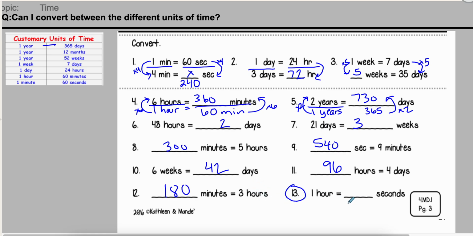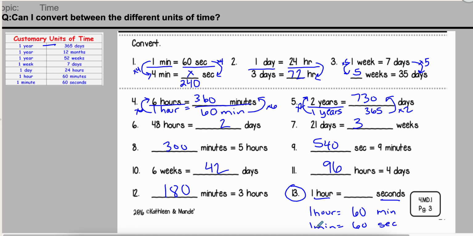In this case, what you're going to notice is that I do not have a measurement up here that goes from hours to seconds. I have hours to minutes and minutes to seconds. So what I'm going to have to do here is take a little step in between. The first thing I need to do is say, okay, I need to go from 1 hour to minutes first, because I do have that conversion. I have 1 hour to minutes. I know 1 hour equals 60 minutes. Then I want to know, okay, 1 minute equals 60 seconds.